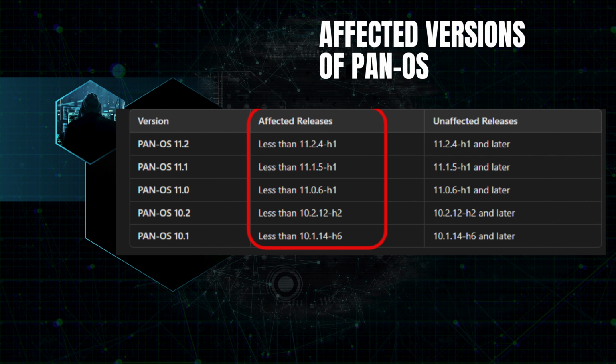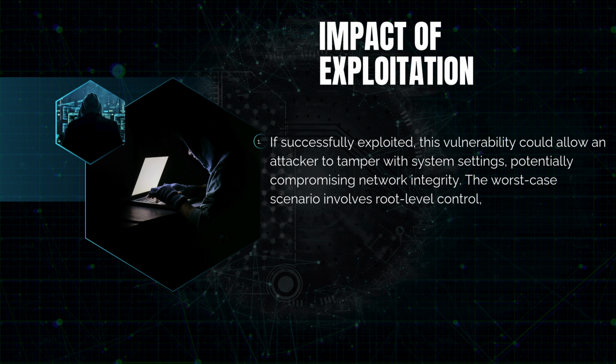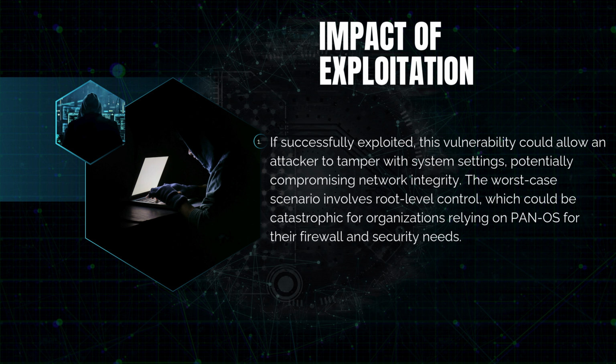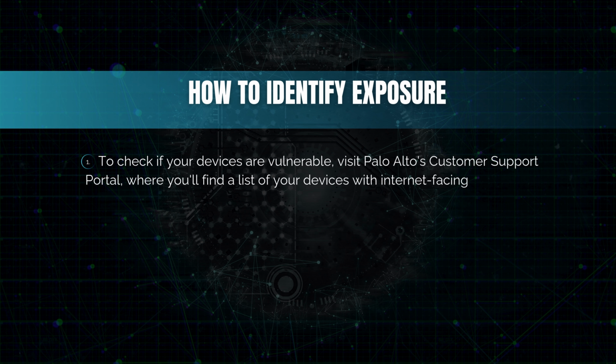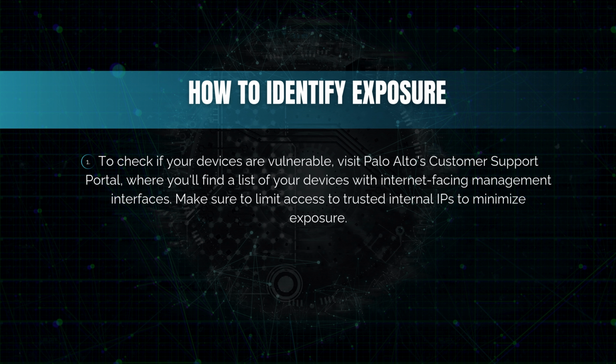CVE-2024-9474 vulnerability. If successfully exploited, this vulnerability could allow an attacker to tamper with system settings, potentially compromising network integrity. The worst-case scenario involves root-level control, which could be catastrophic for organizations relying on PAN-OS for their firewall and security needs. To check if your devices are vulnerable, visit Palo Alto's customer support portal, where you'll find a list of your devices with internet-facing management interfaces. Make sure to limit access to trusted internal IPs to minimize exposure.